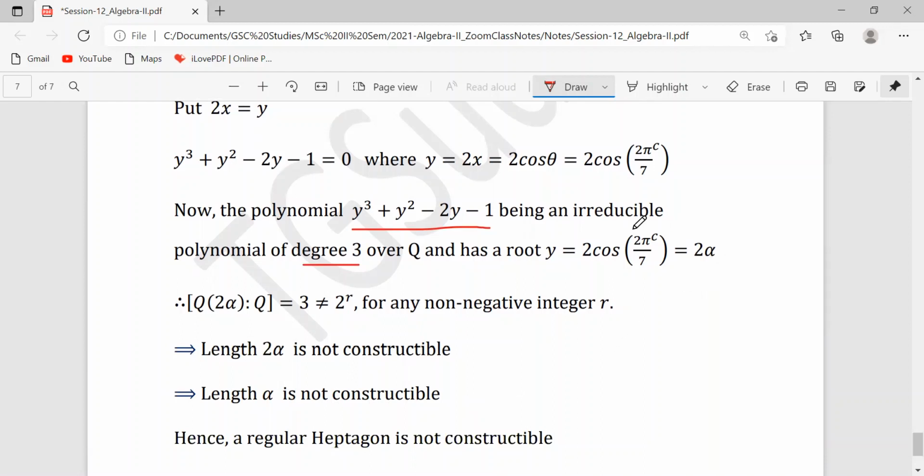Since alpha is not constructible, that is cos 2 pi by 7 is not constructible. Since cos 2 pi by 7 is not constructible, 2 pi by 7 is not constructible. That is, the exterior angle of a regular septagon is not constructible. Hence, this heptagon is not constructible. So, this is how we discuss the construction related problems using the condition for constructibility which we discussed in the previous session.